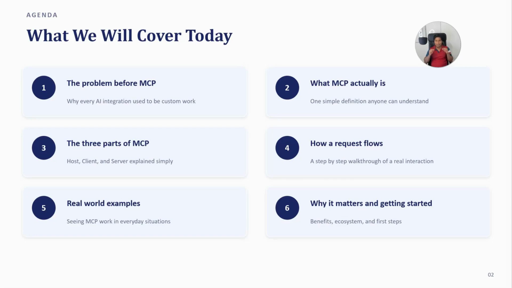Alright, so here is a quick look at what we are covering today. First, we will talk about the problem that existed before MCP came along. Then we will define what MCP actually is, in the simplest possible way. After that, we will break down the three main parts of MCP. That is the host, the client, and the server. We will walk through how a request actually flows. We will go step by step.